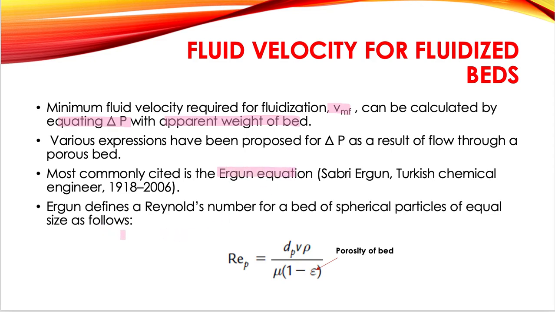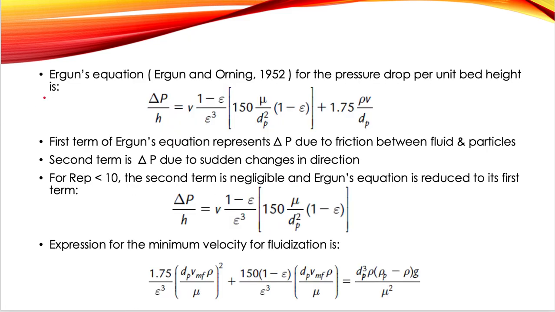And Ergun defines a Reynolds number for a bed of spherical particles of equal size. So this is the Reynolds number. Remember, the equation for Reynolds number is rho V d over mu. This is the general Reynolds number equation. And in order to understand this fluidized bed, we're going to include the porosity of the bed. So Ergun's equation for the pressure drop per unit bed height is when we consider the height of the bed or the thickness of it.